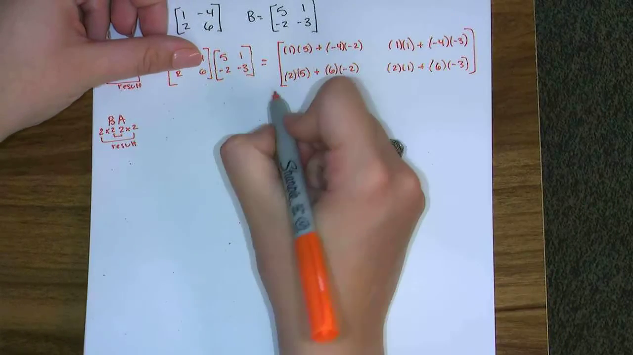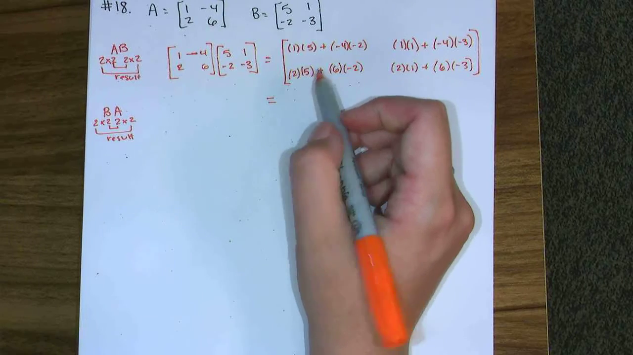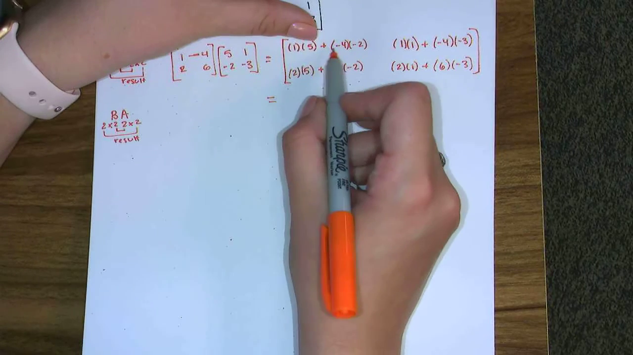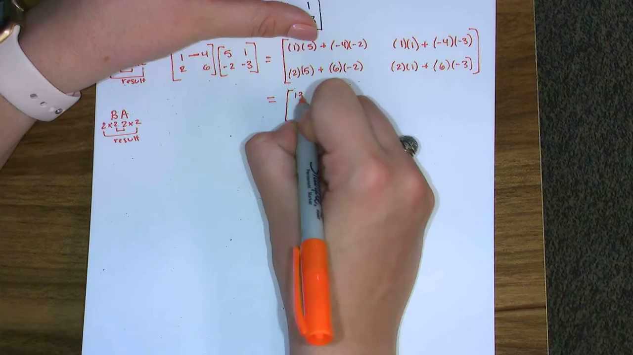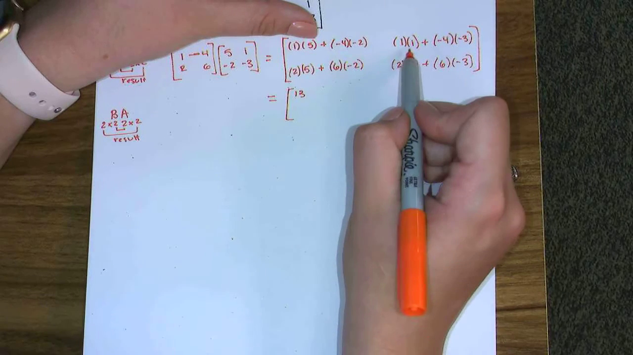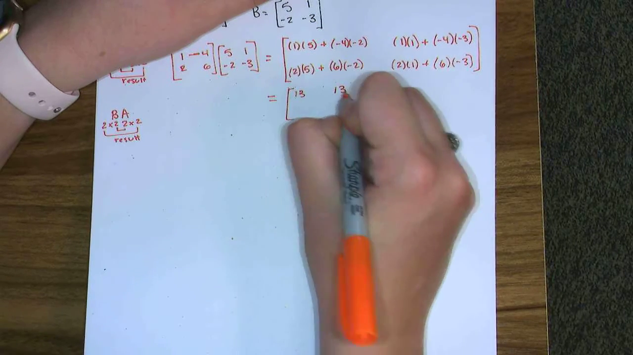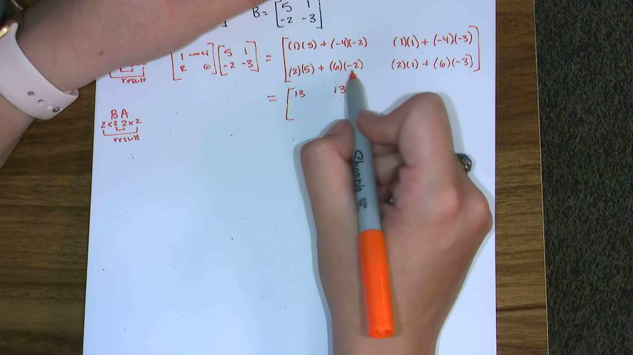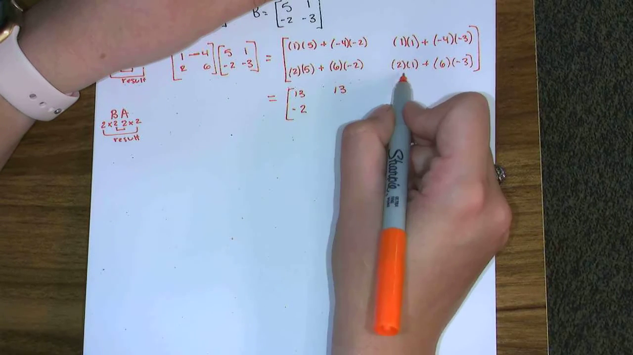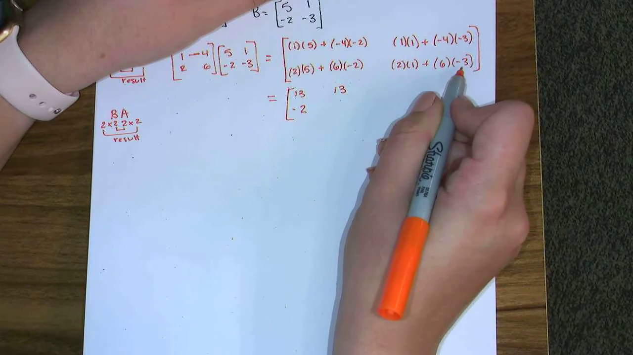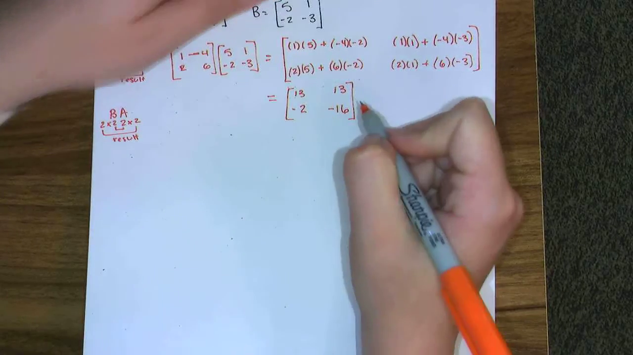So then we just got to add these things up in here and get our answer. So 1 times 5, so that's 5 plus 8 is 13. This is 1 plus 12, so that's another 13. 10 minus 12 is negative 2. 2 plus negative 18 is negative 16. So that is AB.